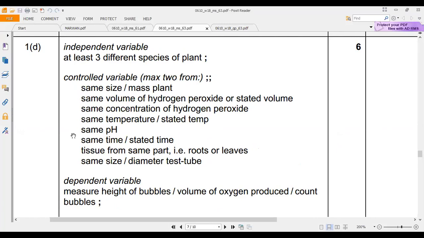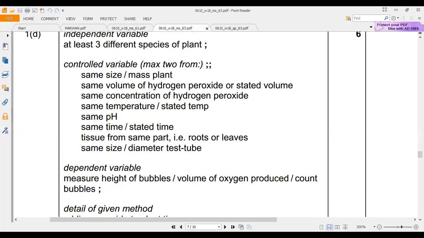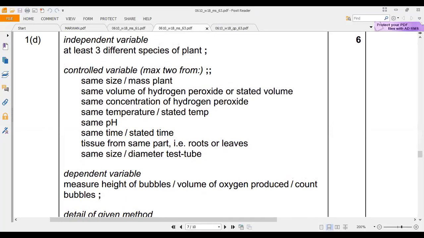Always mention 5, okay. 5 is better. 5 is the ideal. 3 is the minimum, or at least, but 5 is the ideal. This is the independent variable. Dependent variable, in this case, is to measure the height of bubbles or the volume of oxygen produced, and then you can count the bubbles. So this is the dependent variable, and it is also graded for 1 valid marking point.